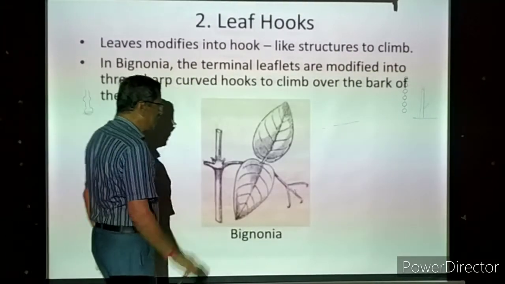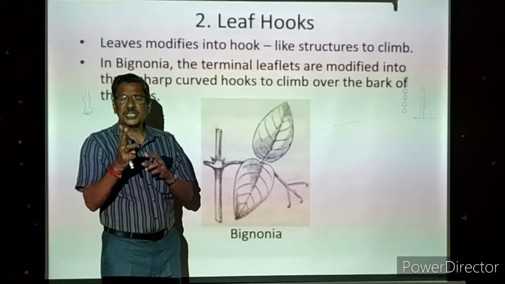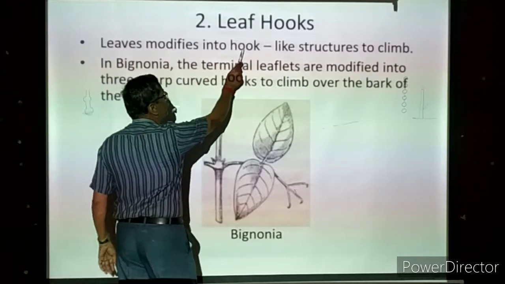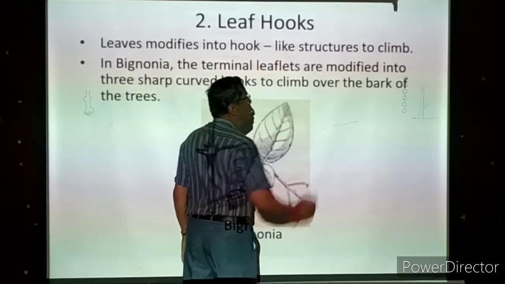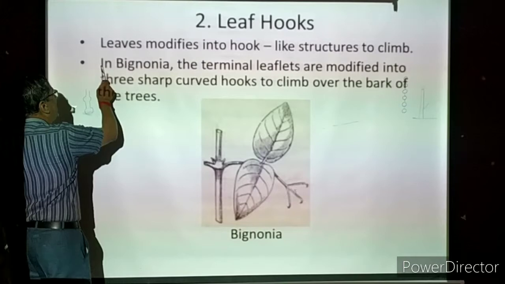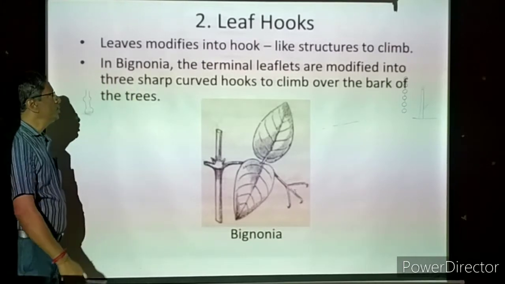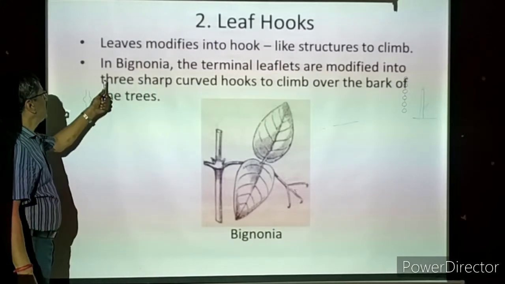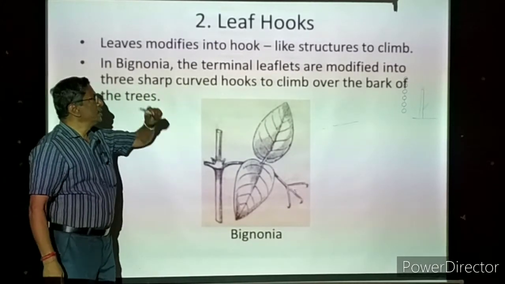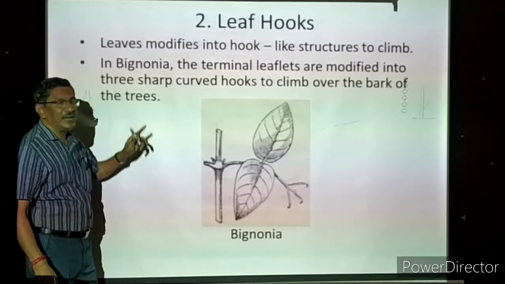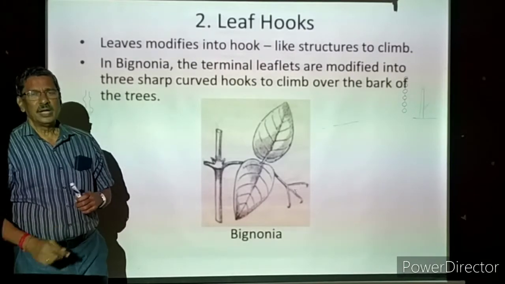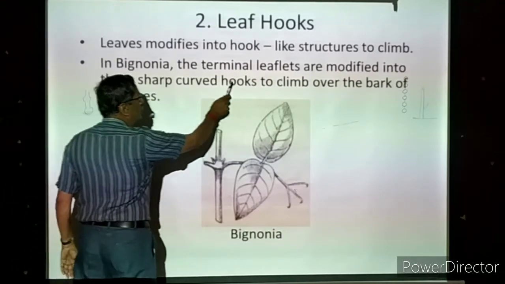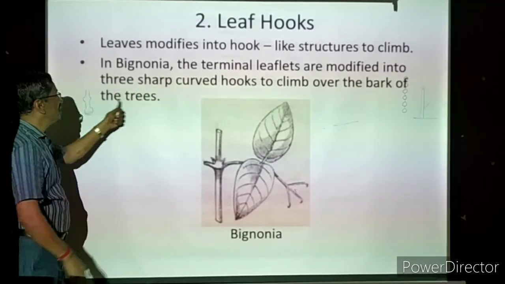Now leaf hooks. I already told you, hooks means thorn-like structures but the tip is bent. Leaves are modified into hook-like structures to climb on the support. In Begonia, the name of the plant, the terminal leaflets are modified into 3 sharp curved hooks, a fixed number. The terminal leaflets, what does that mean? It is a compound leaf. Branches will be there, and on either side of the branches, leaflets will be there. So three sharp curved hooks to climb over the bark of the trees.